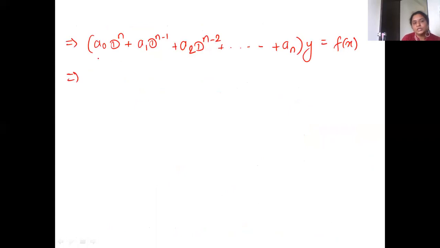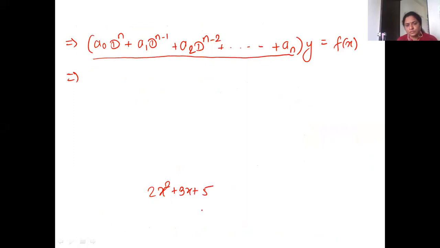So if we see this now, what is this? If I ask you, what is this? 2x square plus 3x plus 5. What do we call this? If there is an equal sign, then we call it an equation. But if there is no equal sign, then it is not an equation. It is called what?